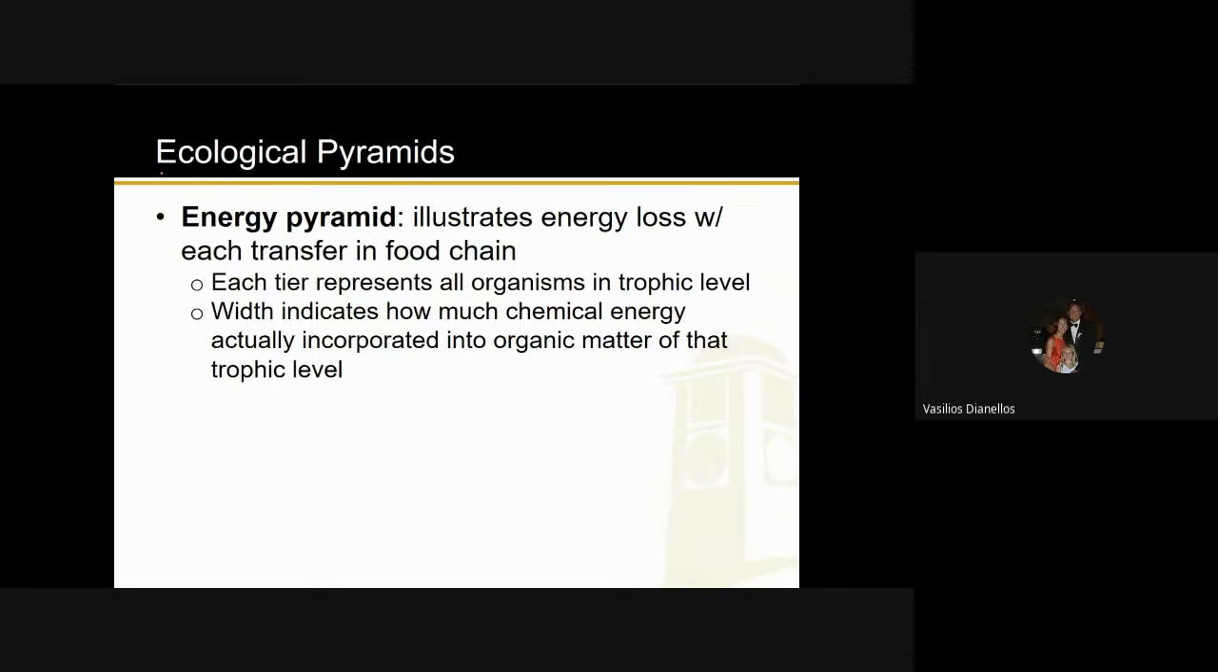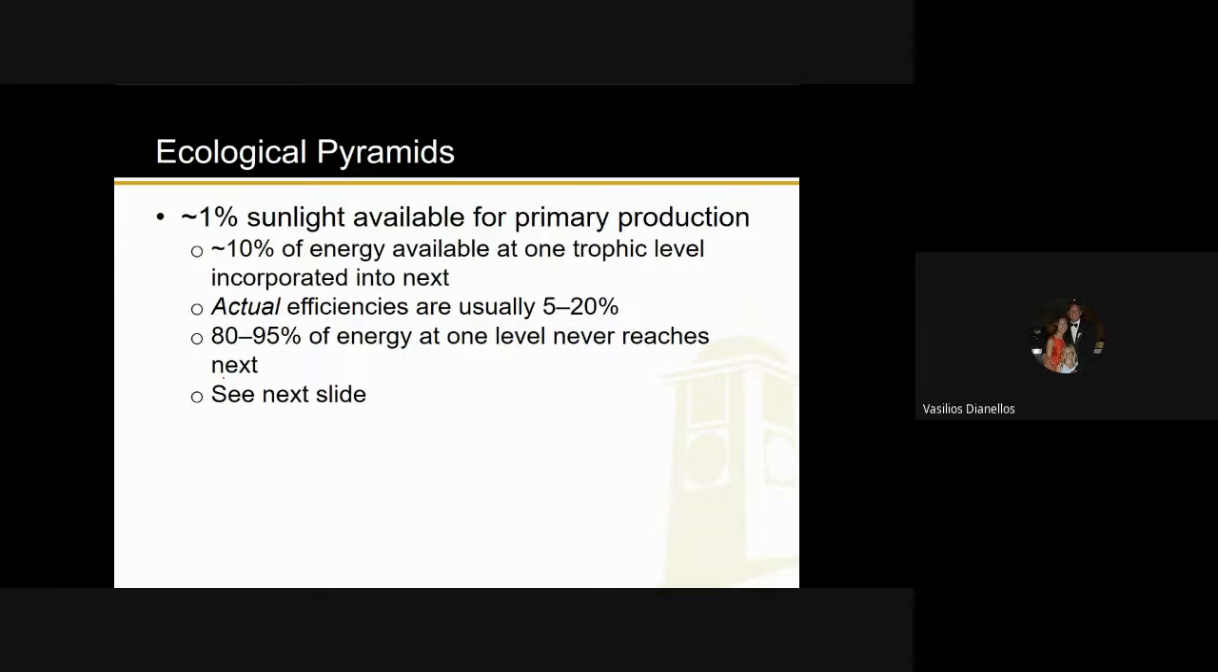But anyway, this brings us back to the energy pyramid. An energy pyramid illustrates energy loss as you go up each step of the food chain. So it's a good visualization of how much energy you started with versus how much is lost for each chain. Each tier represents all organisms at a specific trophic level, like all the producers, all the primary consumers, all the secondary consumers, and the width of each of the tiers indicates how much energy is available.